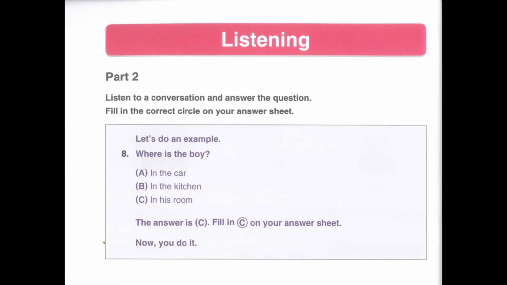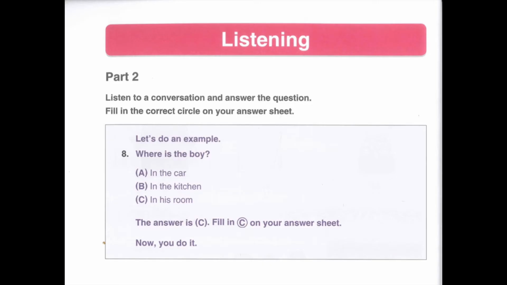Where is the boy? John, where are you? One second. I'm in my room and I just need to put my socks on. Hurry up! Mom is waiting for us in the car. Why don't you go ahead? I'll be right down. Where is the boy? The choices are A, in the car, B, in the kitchen, C, in his room.